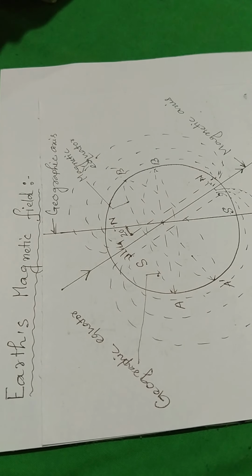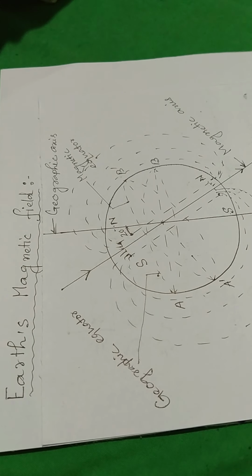When a magnetic needle is suspended so that it is free to rotate in a horizontal plane, then it comes to rest nearly in the north-south pole direction.